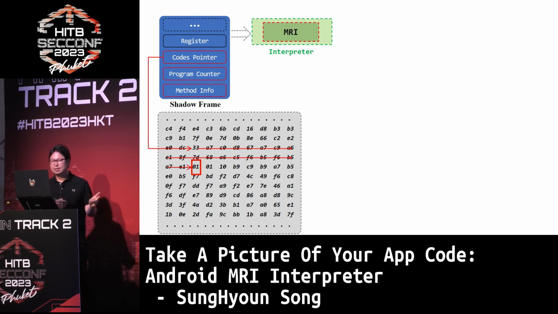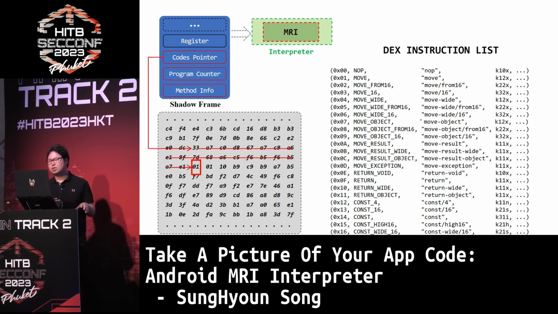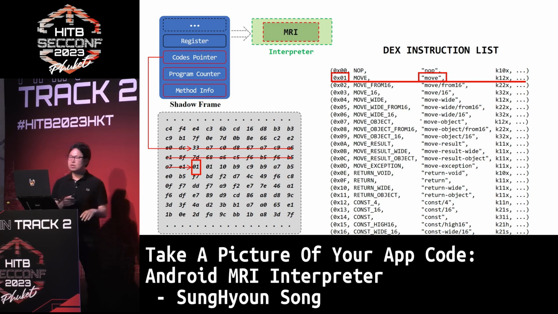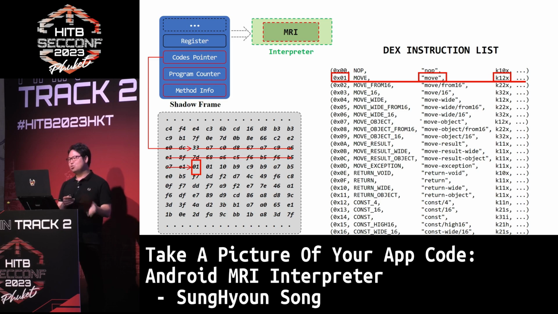Next, the MRI interpreter checks the instruction. Dalvik instructions are already defined, and the interpreter can examine the value of the instruction to determine its type. For example, if the value is 0x01, the interpreter knows that it's a move instruction. Each instruction has its own format. And the move instruction uses the 12x format.